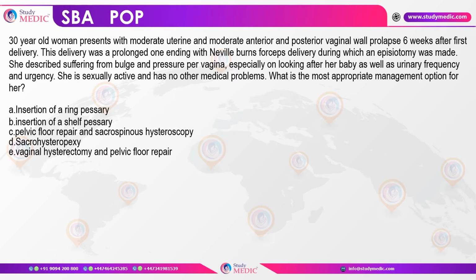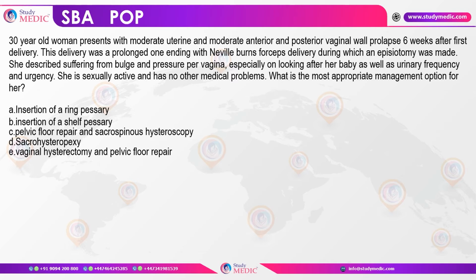Okay, remember she is a young patient, just postpartum. So any form of surgical intervention is not really indicated because we don't know whether she has completed her family or not. So options C, D and E are out of the question. You can choose from option A or option B. Option A is insertion of a ring pessary. Option B is insertion of a shelf pessary.